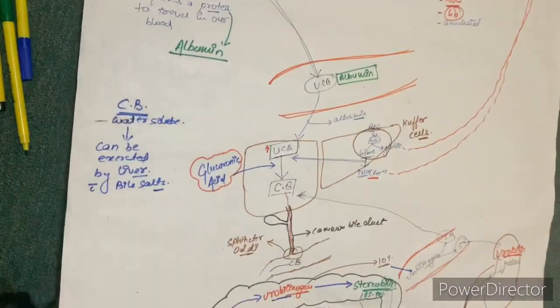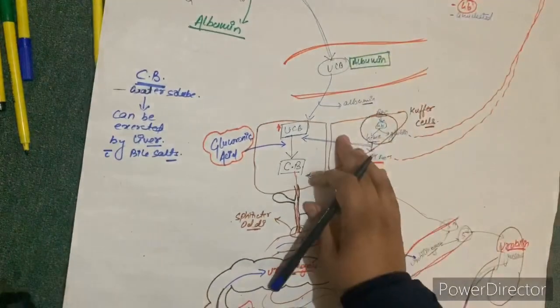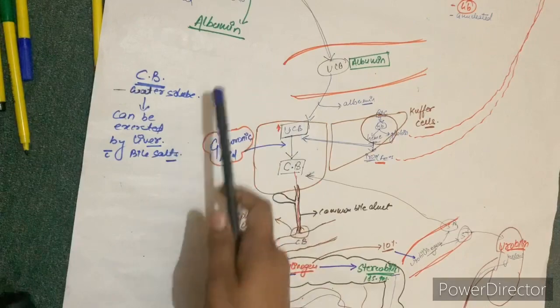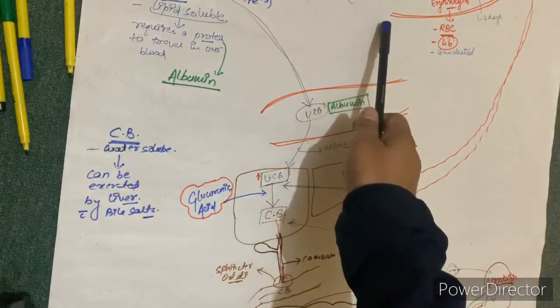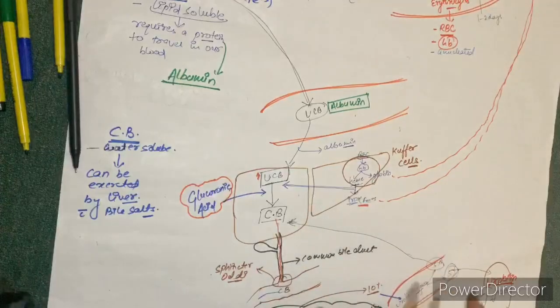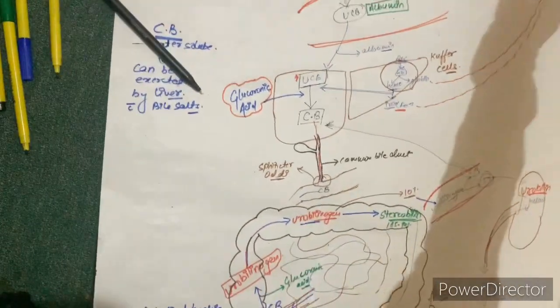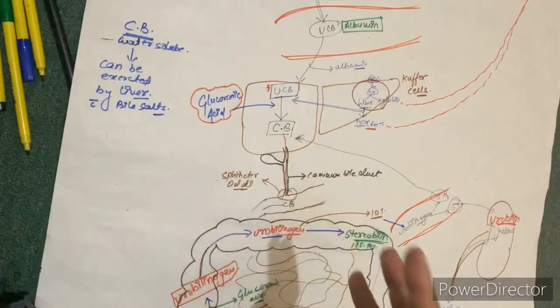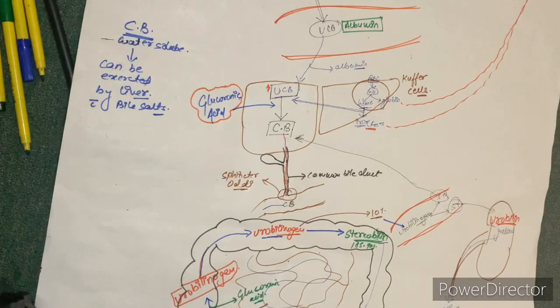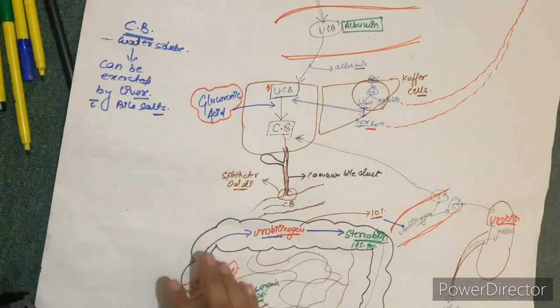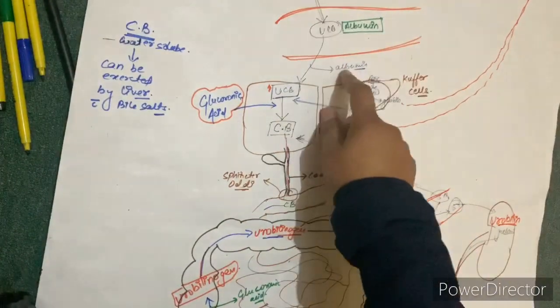In prehepatic jaundice, if there is a problem here, if there is more degradation of RBCs, then a lot of unconjugated bilirubin is formed. The liver has to metabolize all of this, so the liver gets loaded. It is very hard for the liver to convert this unconjugated bilirubin so fast, as it is produced very fast. So if the problem is here, this is prehepatic.